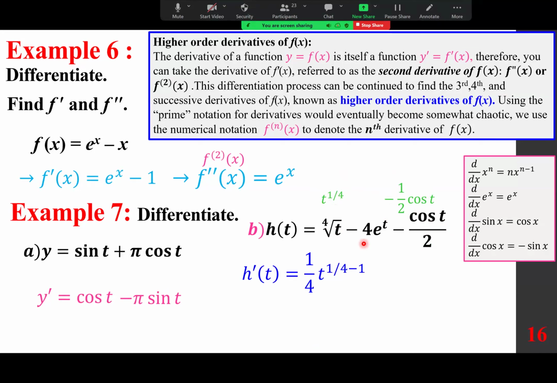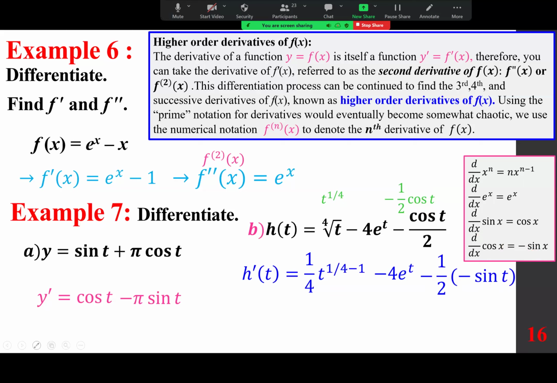The second one, minus 4, e to the power of t is itself. And the last one, minus 1/2 times cosine, the derivative is negative sine. So minus 1/2 times minus sine. And we are going to rewrite this.